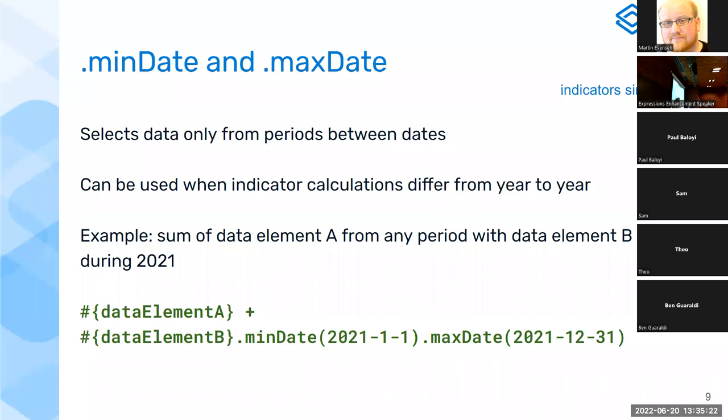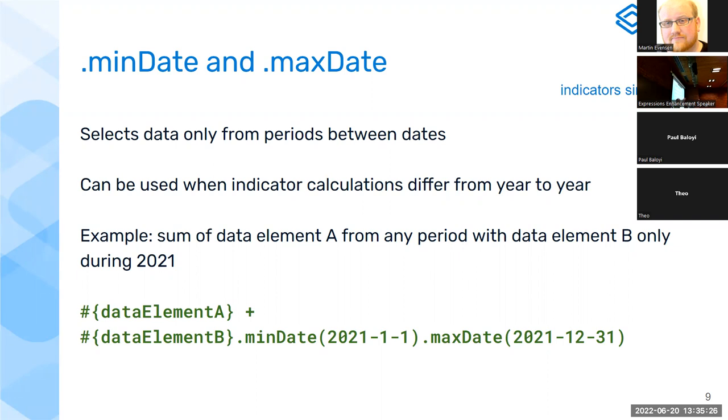So this allows you to say, take this formula, take this data up until the end of 2018 and take this data from the start of 2019, or take this data for 2021 only. You can have a minimum date and a maximum date. You can combine them to have both, or you can just say a minimum or just a maximum if you want. Any questions about that?